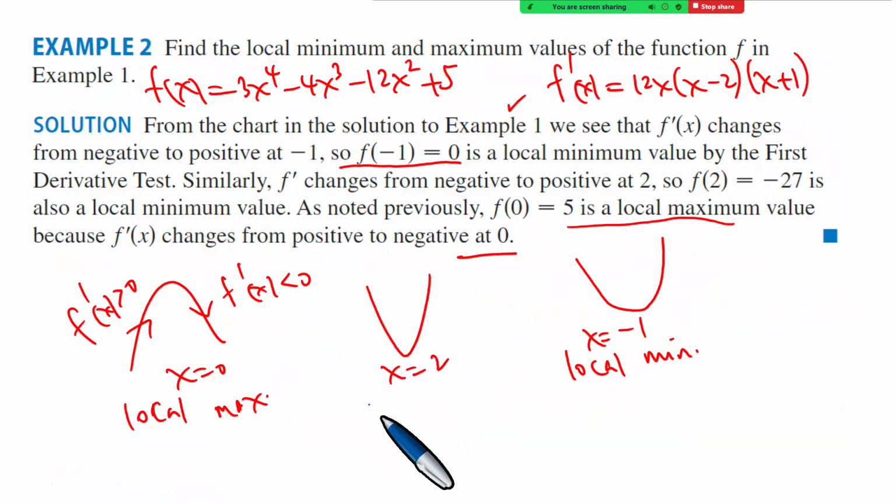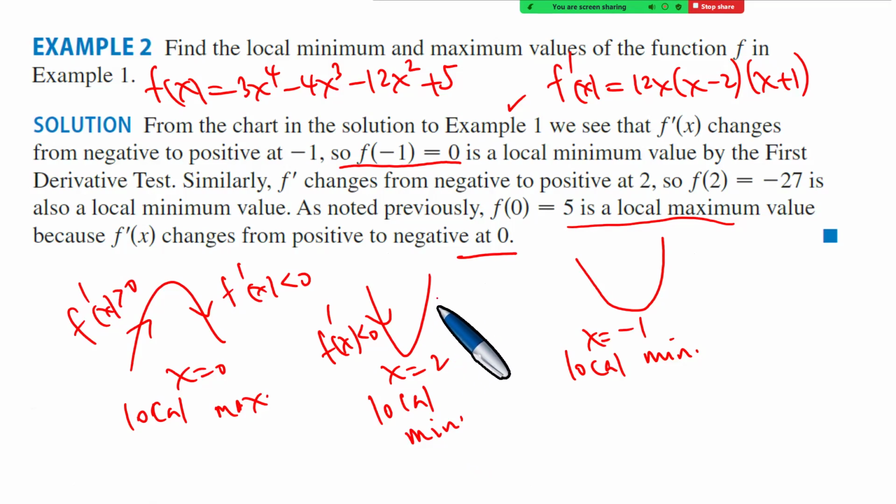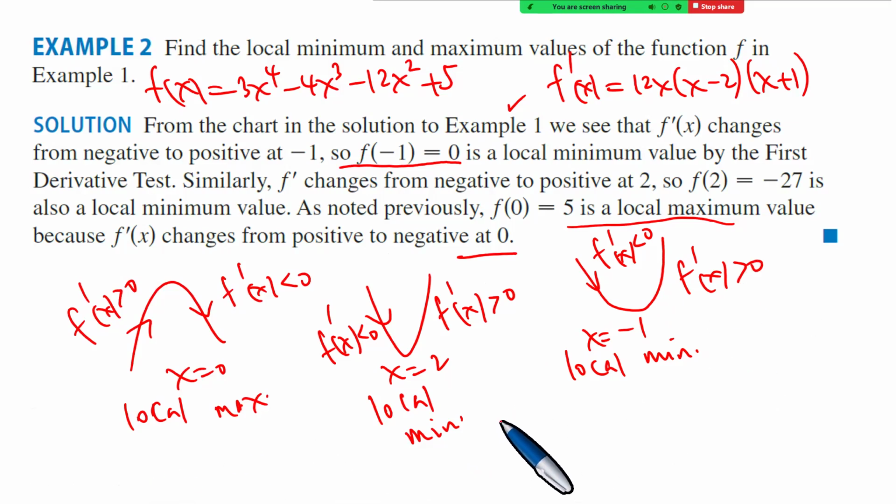So at x equals 2, we have a local minimum. The graph is like this, with f prime of x negative, changing from negative to positive. F prime is negative, f prime is positive. We are then saying at x equal to minus 1, we have a local minimum, a local maximum at x equal to 0, and a local minimum at x equals 2.